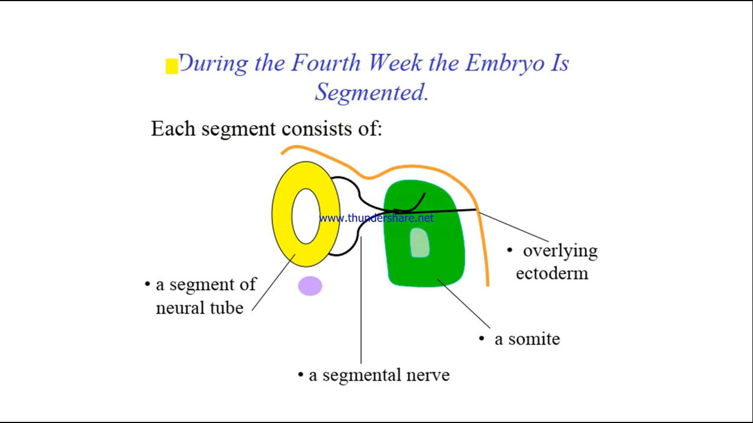So during the fourth week, the embryo is segmented, and each segment consists of the following structures that we're just going to look at. We've got a segmental neural tube, which we can see here, just highlighted in yellow. We've got a segmental nerve, which we're going to talk about the significance of. We've got a somite, and then we've got this overlying ectoderm that we can see here.